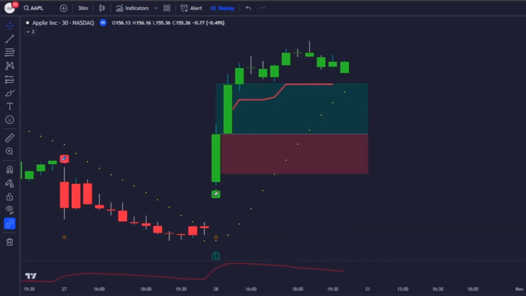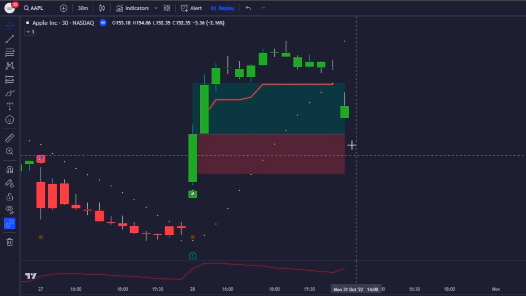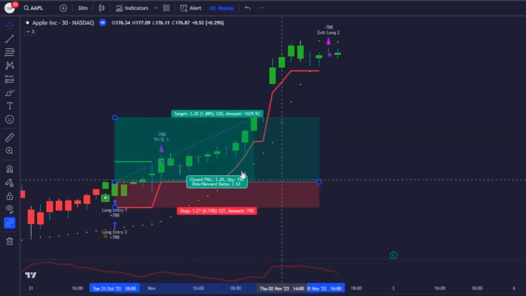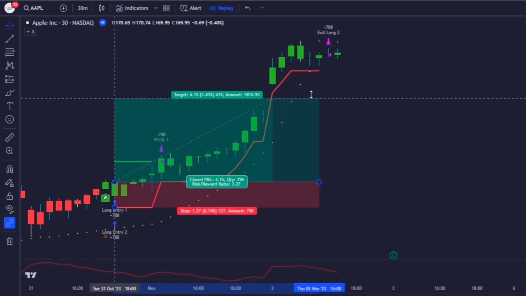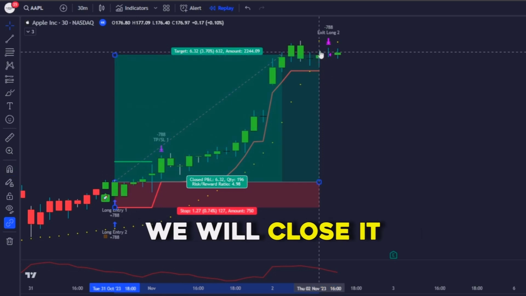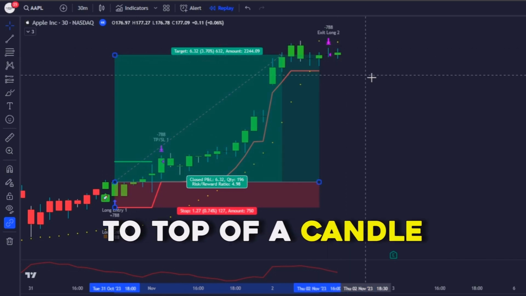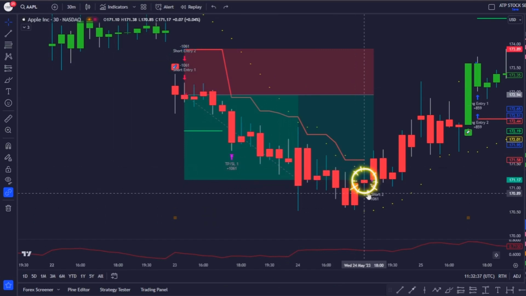and this will only be our safety net to protect us in the case of a sudden price drop, because we will always close the positions if the parabolic SAR gives a signal in the opposite direction of our trade. In a long position, we will close it if the parabolic SAR dots flip from the bottom to the top of a candle, and the opposite is true for short positions.